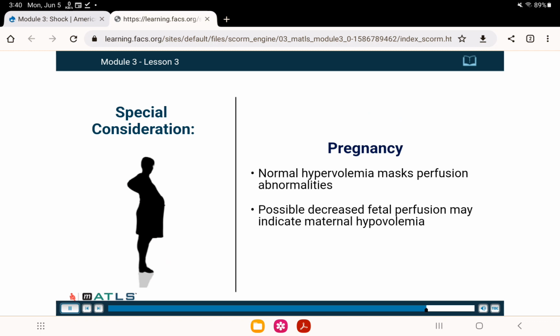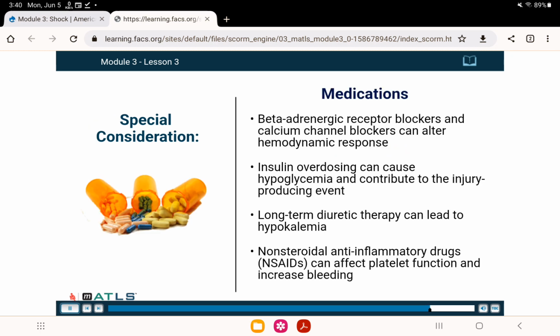The normal hypervolemia that occurs with pregnancy means that it takes a greater amount of blood loss to manifest perfusion abnormalities in the mother, which also may be reflected in decreased fetal perfusion. Specific medications can affect a patient's response to shock. Review these examples of medications and their potential effect on the patient response to shock and its treatment.